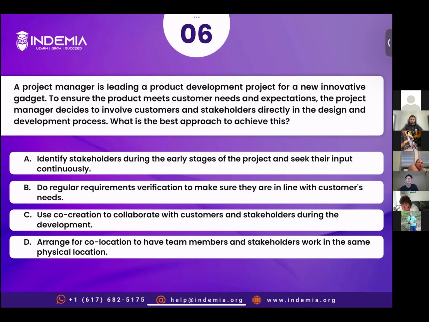The requirement verification option also cannot be done when scope is finalized. That I'm not sure how that can be possible with the end users or customers. So co-creation is something where we collaborate with stakeholders and customers during the development phase and seek their feedback and their ideas continuously throughout the development process. That will help us to meet the customer needs. That's why I selected option C. All right, thank you.